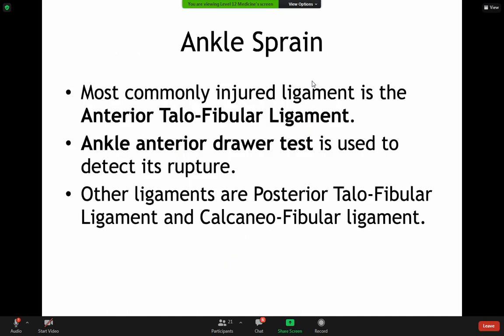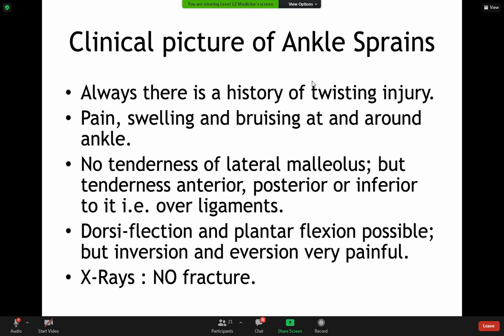So the most commonly injured ligament is the ATFL. The ankle anterior drawer test is used to detect its rupture. So if you have a rupture of the ATFL and you do an anterior drawer test, it will be positive. Other ligaments are the posterior talofibular ligament and the calcaneofibular ligament.